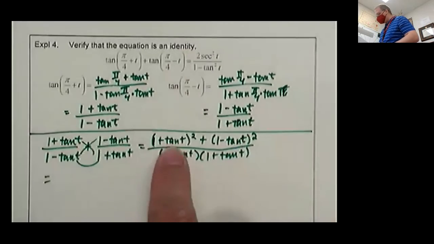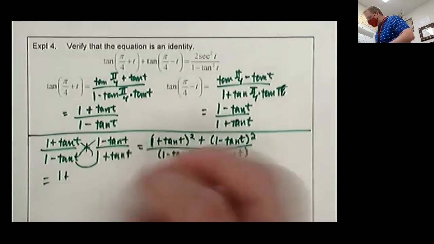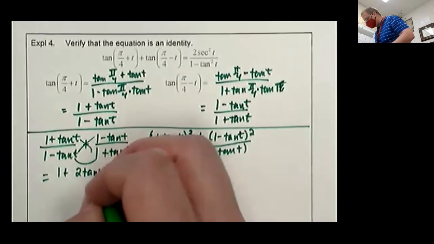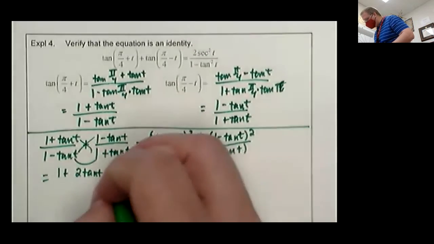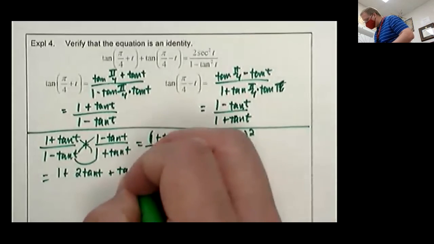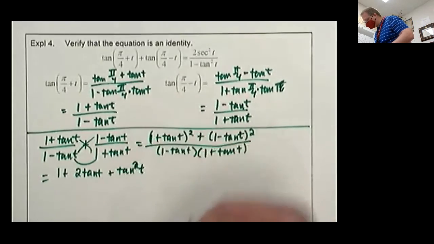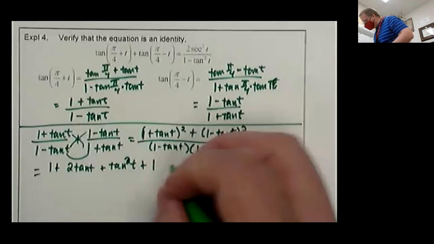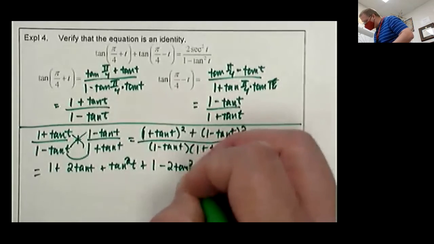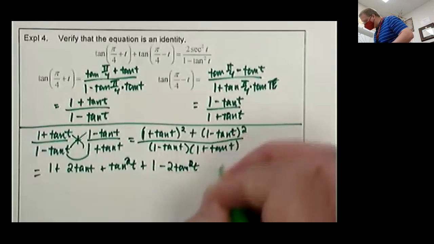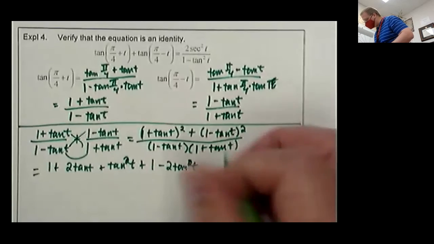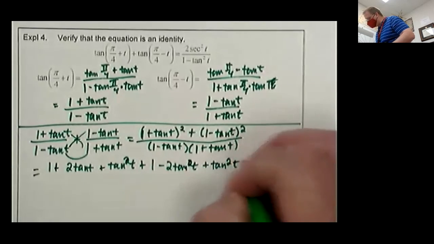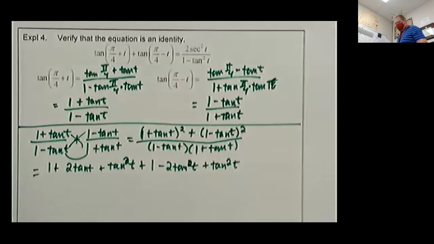So in the numerator, we're going to square this one. 1 times 1 is 1. 1 times tangent is tangent t. There's going to be 2 of those, so 2 tangent of t, plus tangent of t squared. Plus 1 times 1 is 1. There's going to be minus 2 tangent of t, and then negative tangent t times negative tangent t is plus tangent squared of t. The negatives cancel when we multiply that one out.